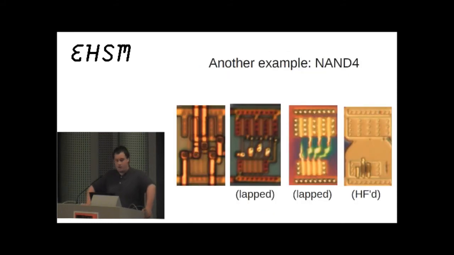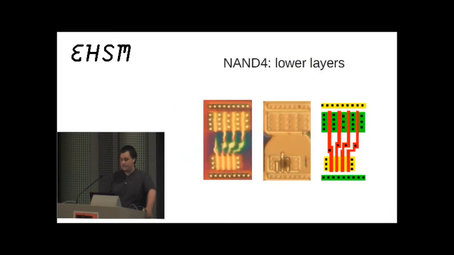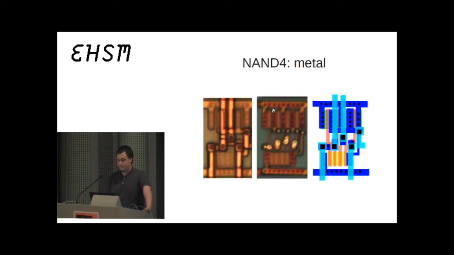So, something a little more complicated, let's do a four input NAND gate. Looking at the lower levels, we have the same sort of idea. We have some polysilicon going up here and down here. So these form 8 transistors in total, 4 P up here and 4 N down here. And these little blocks right here are where we put the contacts or vias up to the next level. Same deal with the guard bars.